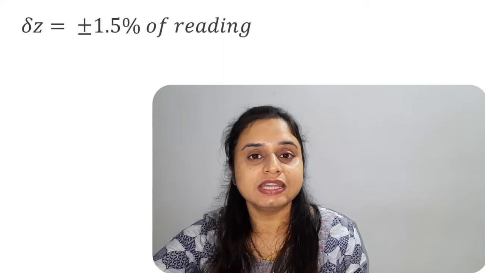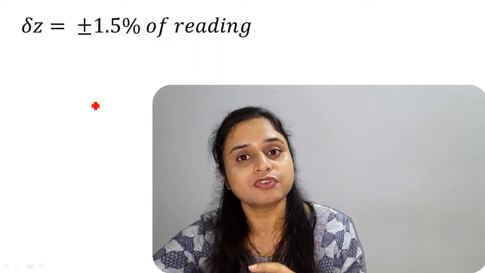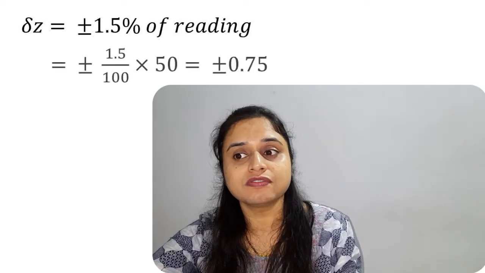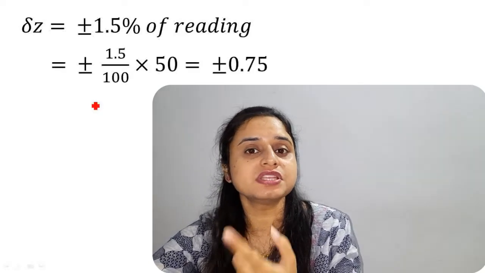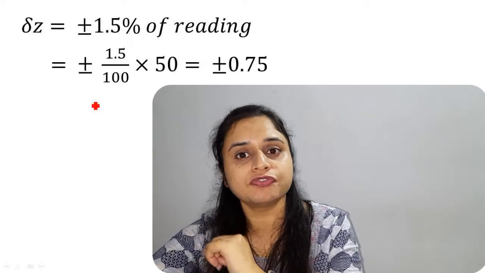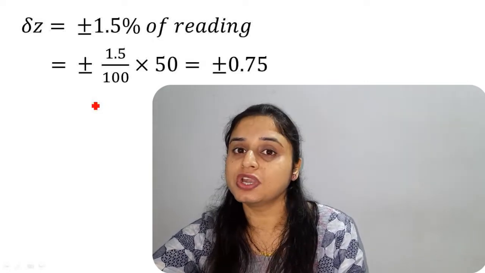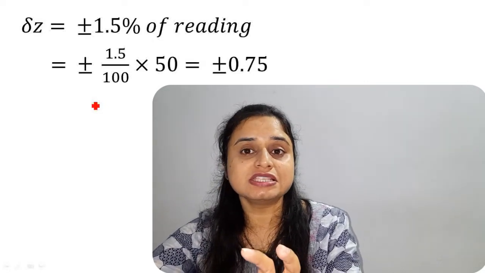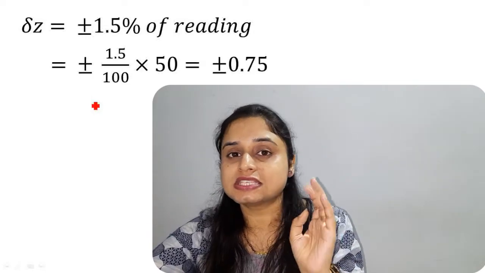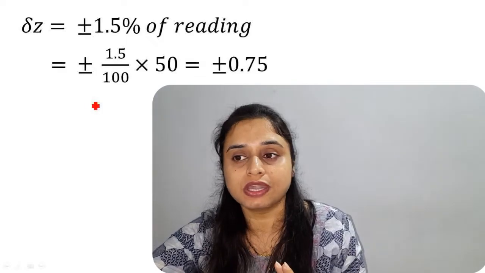Similarly, go for del z. For del z, the condition given is plus minus 1.5% of reading. So substitute the values here. 1.5% means 1.5 divided by 100, and the reading for z is 50, which is already given. After substituting, we will get plus minus 0.75. These are the three unknown quantities, del x, del y and del z, and now we have found all three.